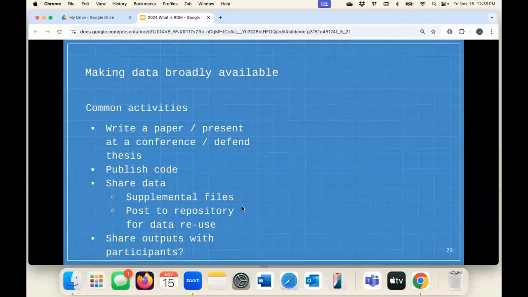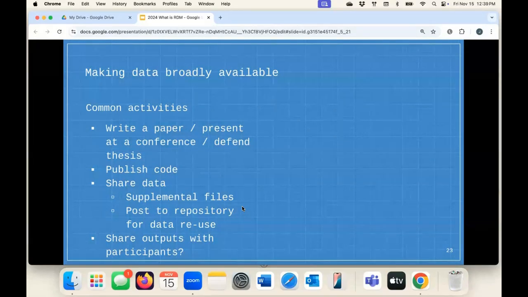So making data broadly available is the third phase that we're talking about. This is often, you're writing a paper, you're publishing, maybe you're publishing a book, maybe you're presenting at a conference, you're defending a thesis, you're publishing some code. So data in this context is very, very broad. So making your work available, that you've finished the analysis, you've come to some conclusions, and you're sharing it out along with whatever knowledge production you've created.